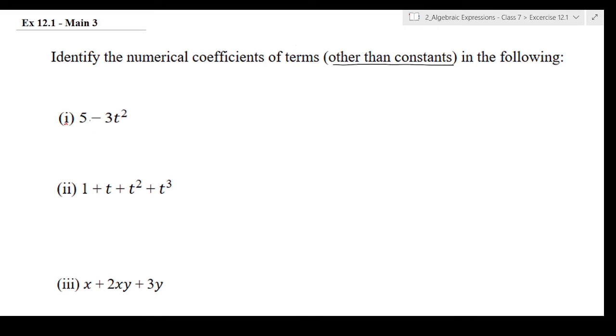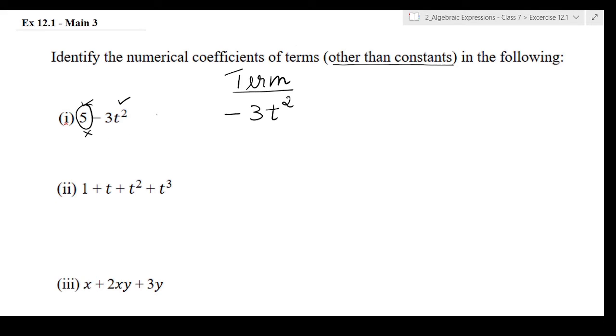Now in this first expression, 5 minus 3t square, we can identify the terms, right? Which are the terms over here in the first expression? It is a two-term algebraic expression. You have 5 and minus 3t square. But anyways, we are excluding 5. Why are we excluding 5? We will not take this into consideration because it is a constant. It has a fixed value. So which is the remaining term other than the constant? We have minus 3t to the power 2.